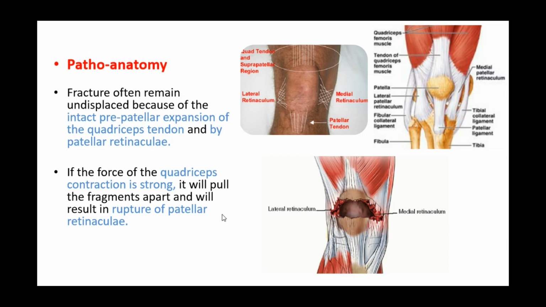Now, if the force of the quadriceps is very strong, it will pull the fragments apart as we have seen above, and it will result in the fracture of the patella as well as the rupture of the patellar retinacula. As you can appreciate in the image here, with the fracture of the patella, there is also injury to the patellar retinacula on both the lateral side as well as the medial side. So this whole expansion, this whole protective mechanism, is torn here.